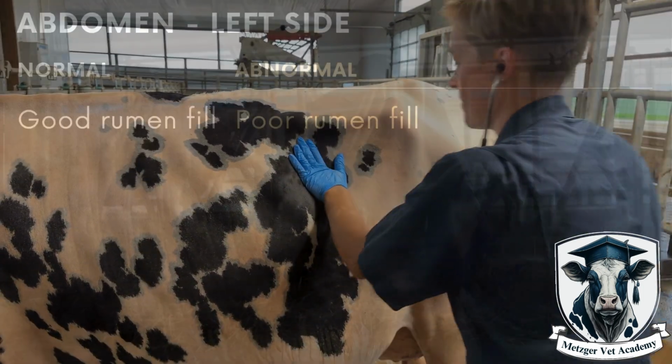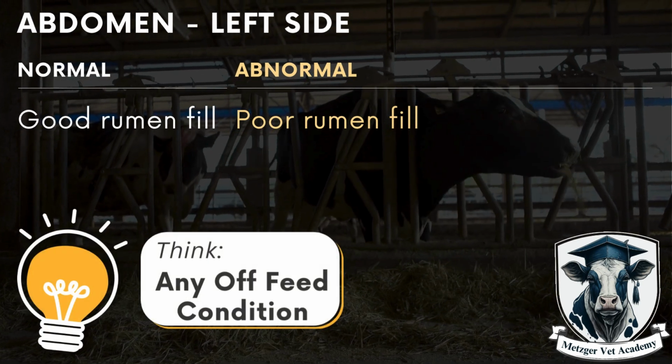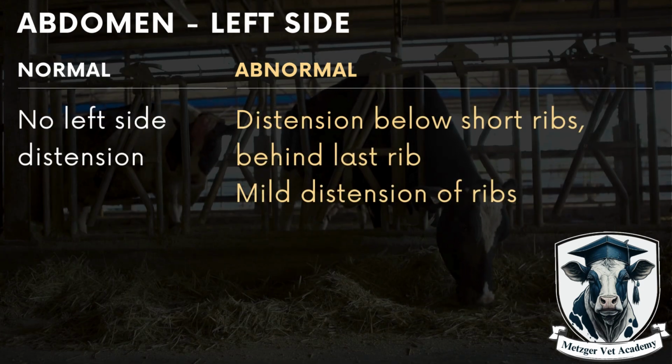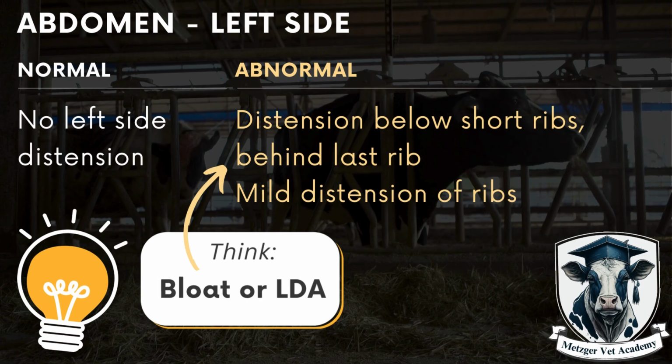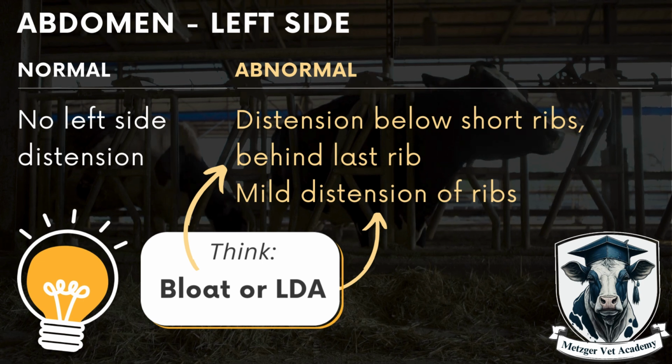behind the last rib. Another thing to watch out for is distension on the left side. Dramatic gassy distension under the short ribs and behind the last rib can indicate bloat. Mild distension of the ribs towards the outside of the animal can indicate an LDA, as a gas-filled abomasum on the left can displace the ribs laterally.